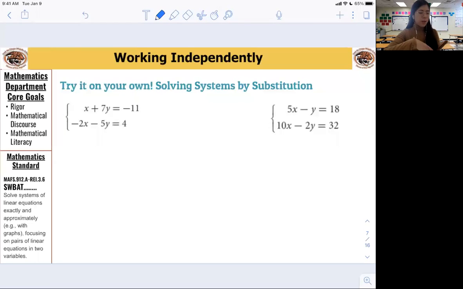There's about 2 minutes remaining. I don't expect everyone to finish both of these problems, but as long as you try number 1 and get as far as you can on number 1, that's good.